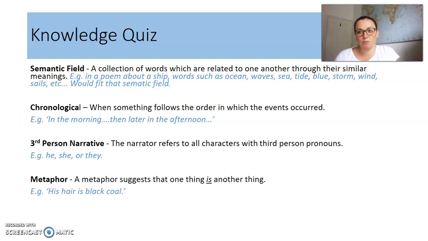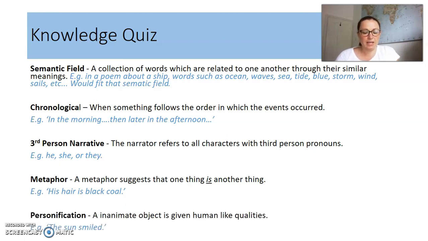Metaphor, we've definitely done this one before, so hopefully you remembered this one. This is where it suggests that one thing is another thing. So it's a type of comparison. So his hair is black as coal. And the final one then, personification. This is where an inanimate object is given human-like qualities. So the sun smiled or the wind whistled, something like that.